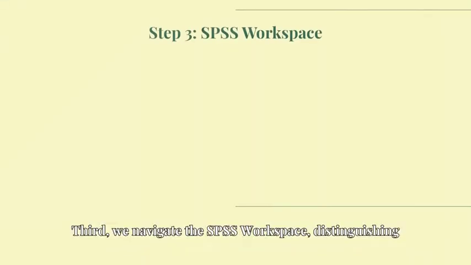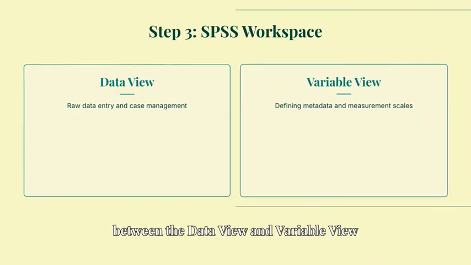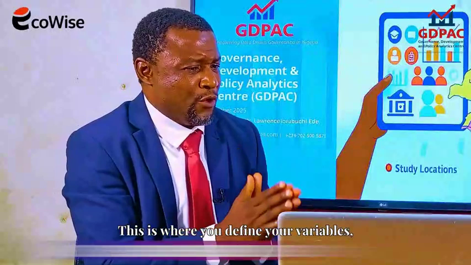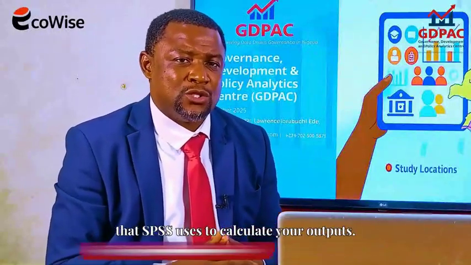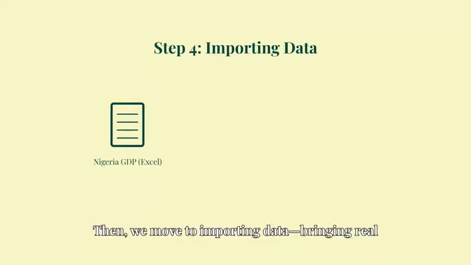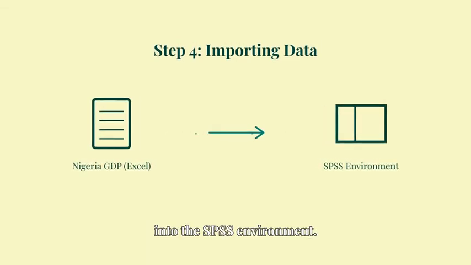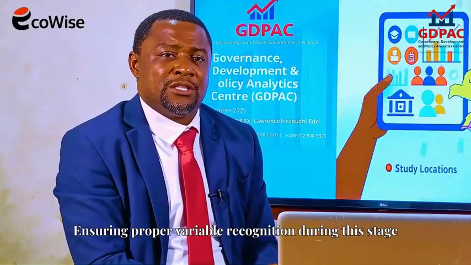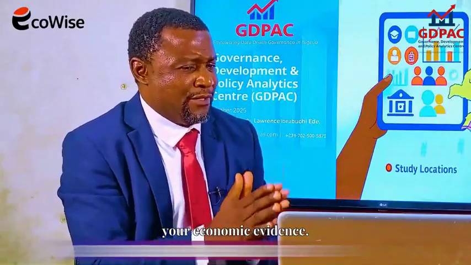Third, we navigate the SPSS workspace, distinguishing between the data view and variable view to define our measurement scales. This is where you define your variables, assign labels, and set the measurement scales that SPSS uses to calculate your outputs. Then we move to importing data, bringing real data sets like Nigeria's GDP directly from Excel into the SPSS environment. Ensuring proper variable recognition during this stage prevents errors and maintains the integrity of your economic evidence.